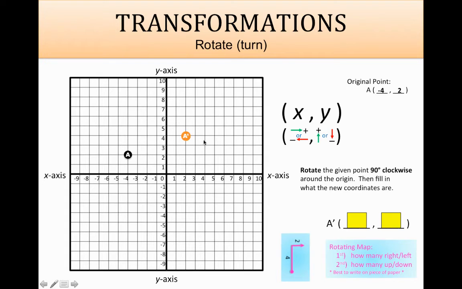And lastly, once you got A prime where it's supposed to be, you just got to fill in the coordinates. So where is A prime as a coordinate? Well, it's 2 to the right, so that's 2 for the x, and it's 4 up. And there you go. You're all good.